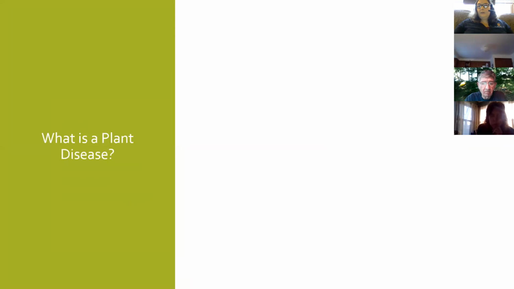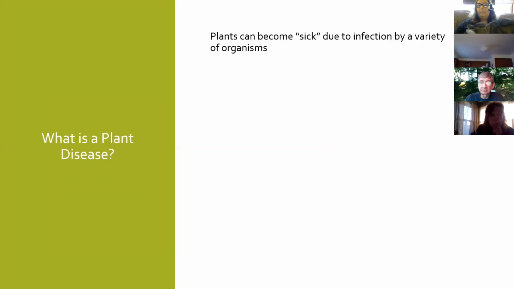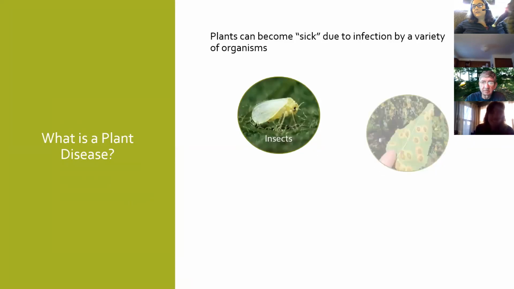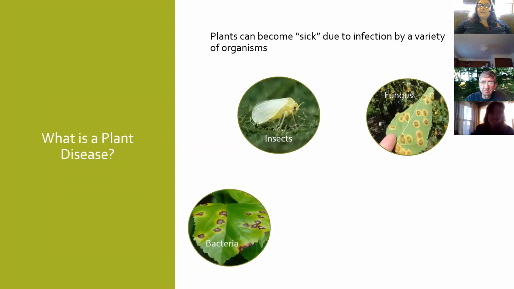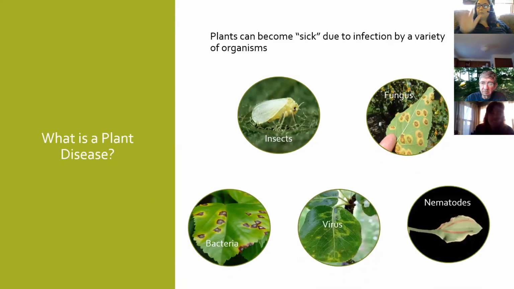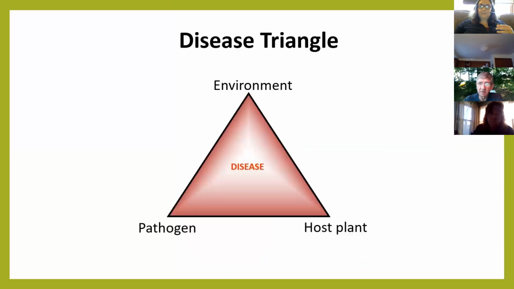So what is a plant disease? That's defined by plants becoming sick due to infection by a variety of organisms, things like insects, fungus, bacteria, virus, and nematodes. At some point during this presentation, we'll definitely touch base on probably every single one of these.